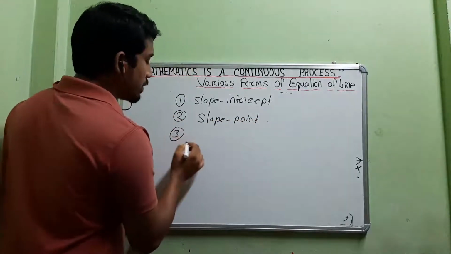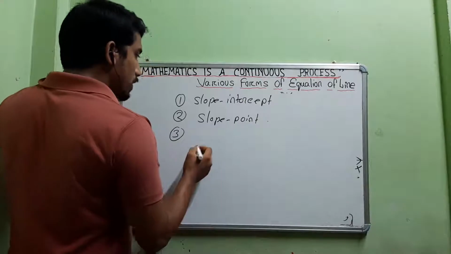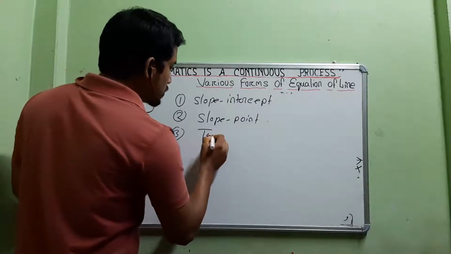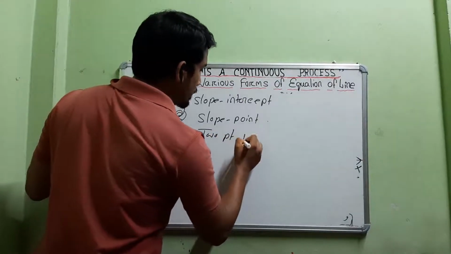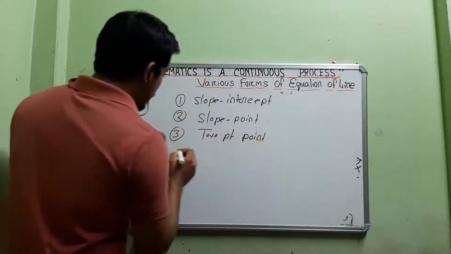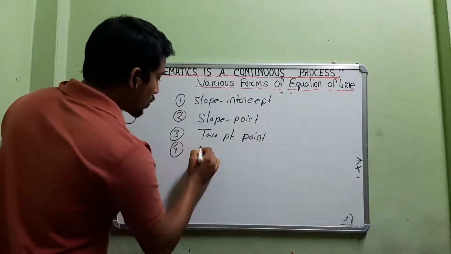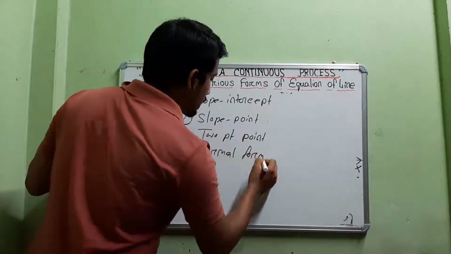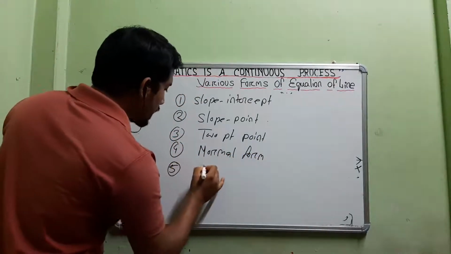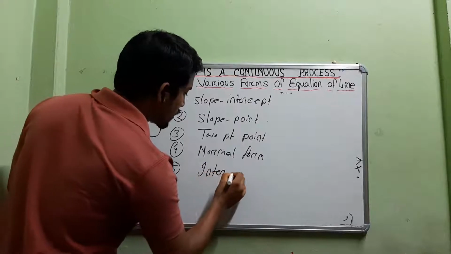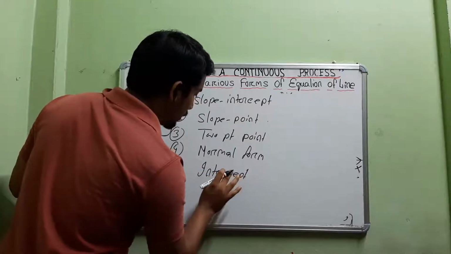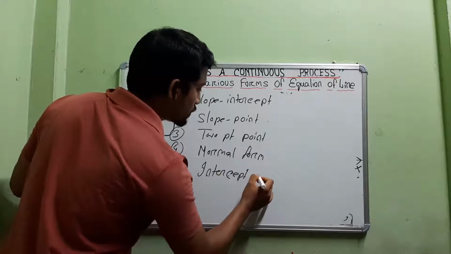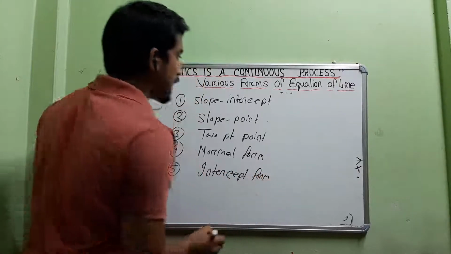Third, after the slope point form, I discussed the two-point form. Then fourthly I discussed the normal form of the equation of a straight line. And last I discussed the intercept form of the equation of a straight line. So these 5 forms I have discussed.